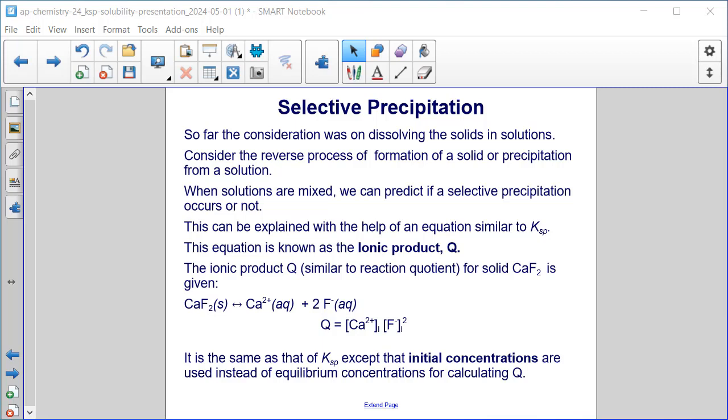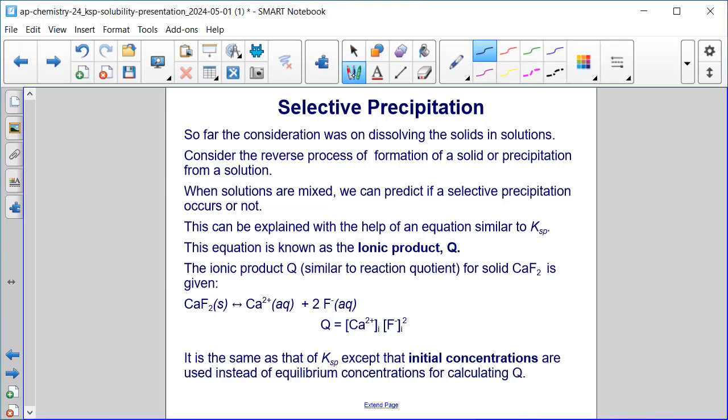So the ion product Q, which is again similar to the reaction quotient, for solid calcium fluoride is given as follows, and it's written the same way. Q is equal to calcium 2+ concentration times fluoride ion concentration squared due to the stoichiometry. But the expression is written the same way, except that you see how we have this I here? We want to use the initial concentrations for each of those ions instead of the equilibrium concentrations, when we calculate Q.